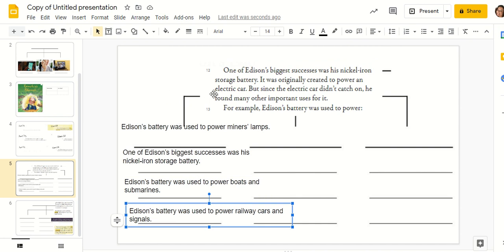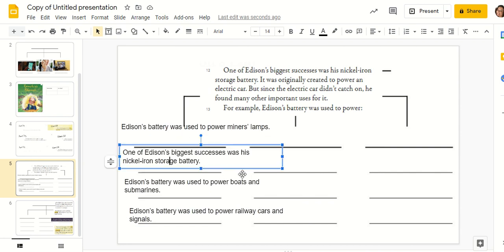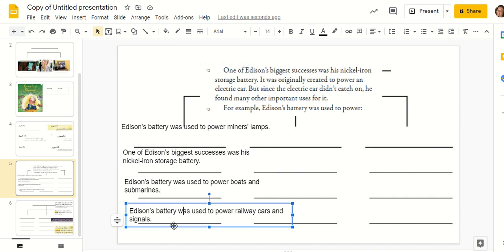So was this whole paragraph just about his battery being used for powering miners' lamps? Was this whole paragraph about that one of his biggest successes was his nickel iron storage battery? Was this whole paragraph about his battery being used to power boats and submarines? Or was this whole paragraph about his battery being used to power railway cars and signals? So the repeated idea here was his battery was used to power things.